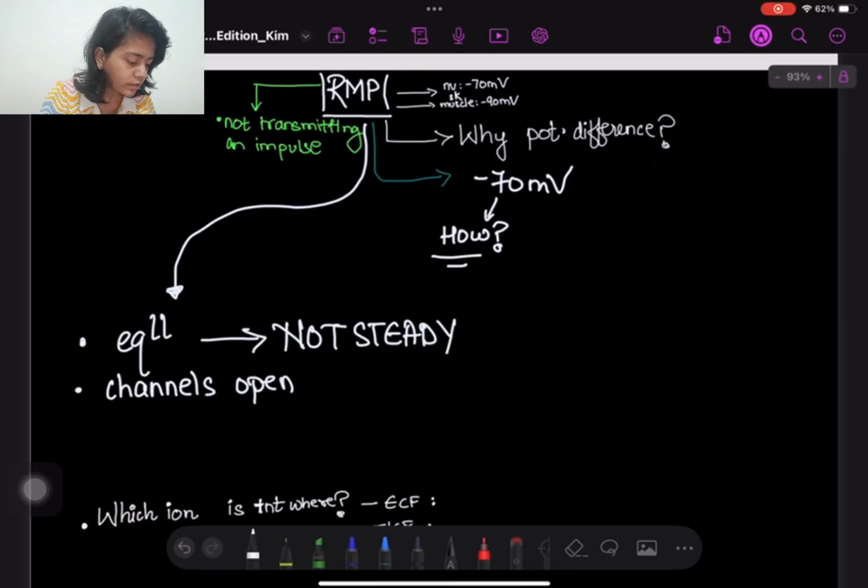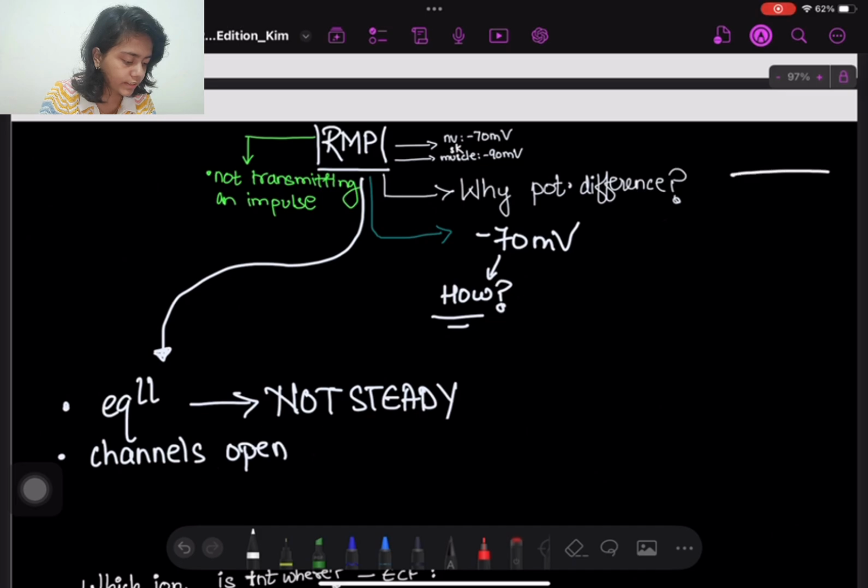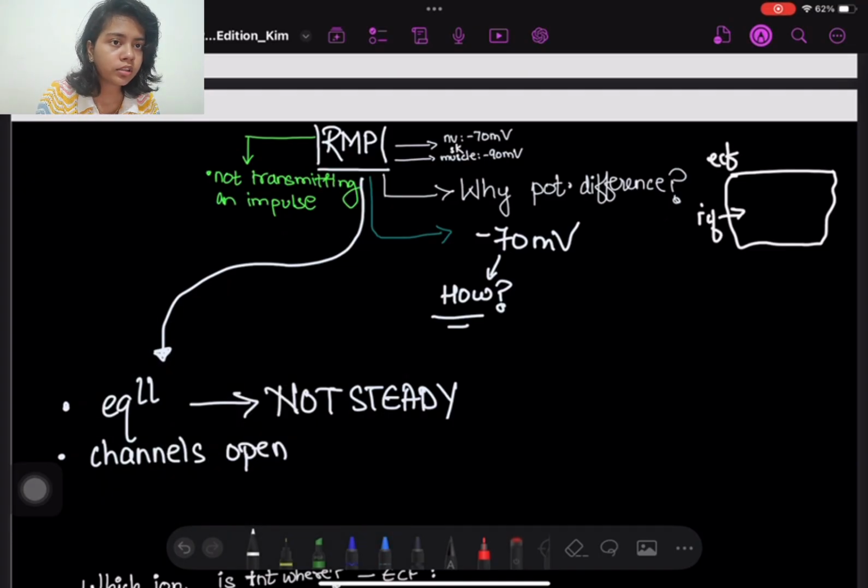Now, what do we actually mean? See, this is a cell, suppose a neuron. This is the ICF, right? And this will be the ECF. So the reference for the ECF we are taking as 0 voltage. It's not actually like that, but you take it as 0. So the ICF is minus 70 millivolts. What you are seeing is that the ICF is comparatively negative compared to the ECF. So this is what minus 70 millivolts means. Okay, mainly we'll be considering the neuron.